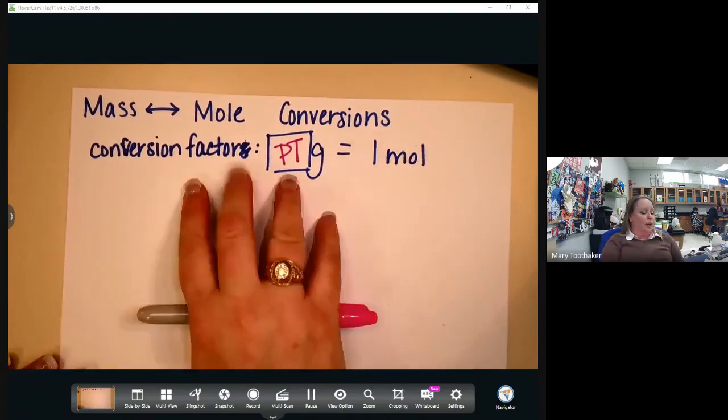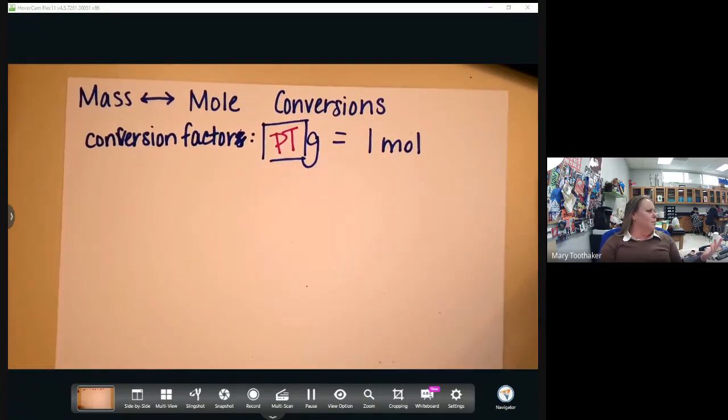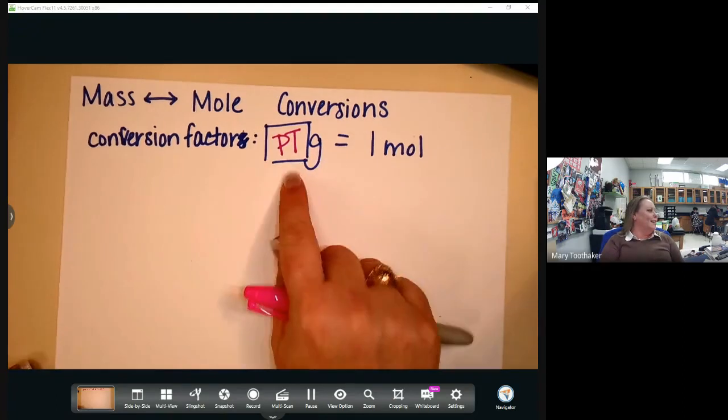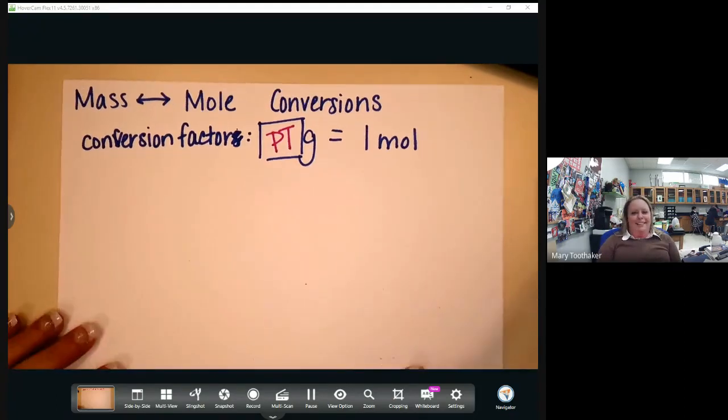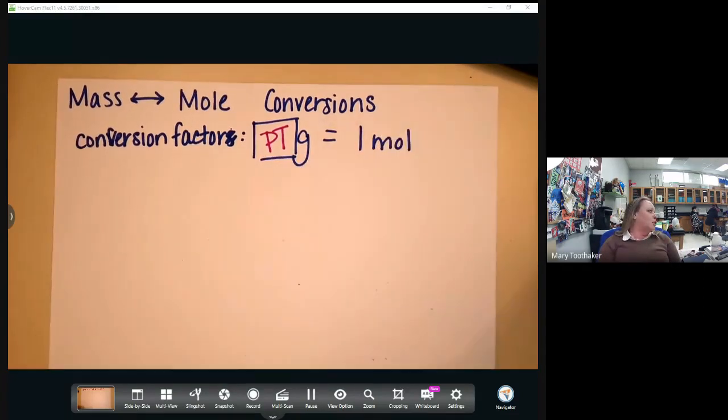The conversion factors, again, these numbers are salt and pepper. What are some things that never split up? These are going to stick together like Kanye and Kim. There you go. This number will always go next to the G, and what number always goes next to the word mole? 1. Okay, so let's use this conversion factor to do some practice problems.